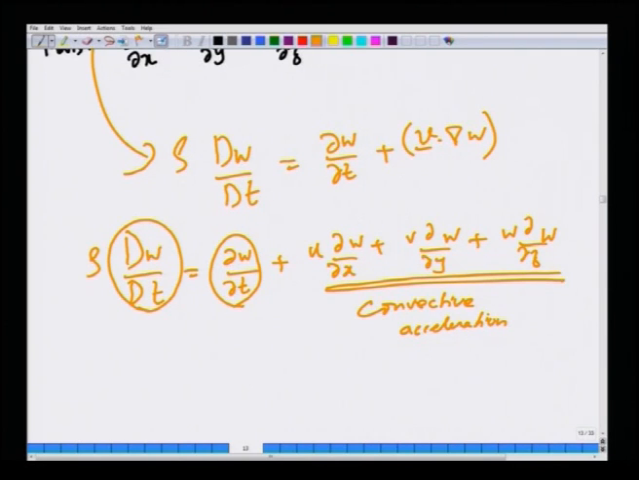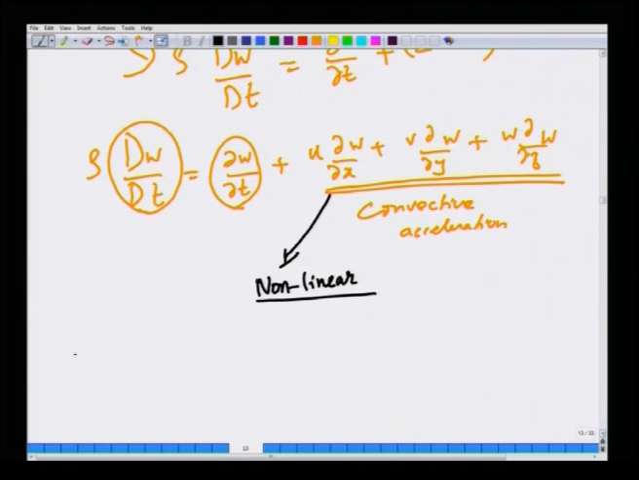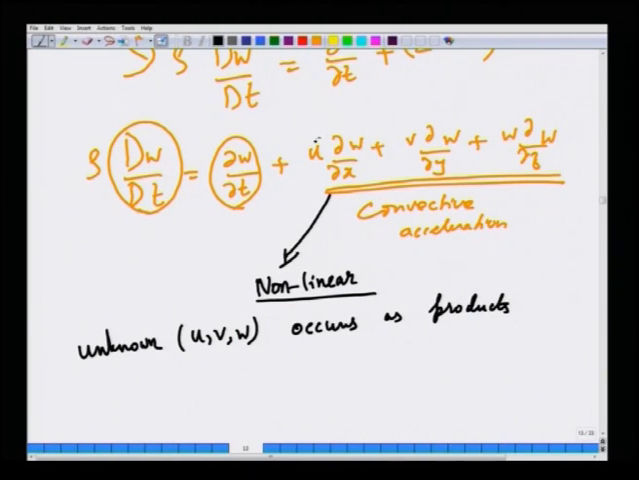Now, that couples a given component of velocity to the other components of velocity, and what is more important is to realize that this is non-linear. That is, what we mean by this is that the unknown, let us say u, v or w, occurs as products. You have one unknown multiplying another unknown and so on.